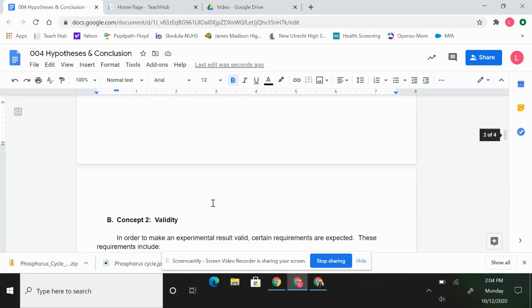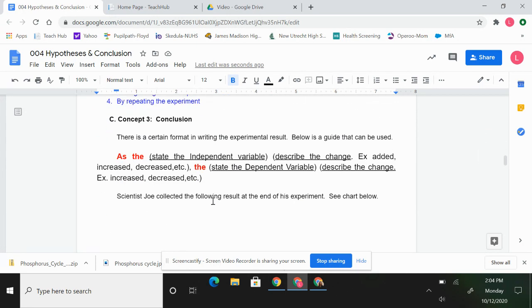Let's now move on to how to state the conclusion. For stating the conclusion, we follow the format as D, then state the independent variable, followed by the change. Then state the DV, then the change, okay? It's very similar to the hypothesis. The hypothesis is if and then. Conclusion is as the IV and then the DV.